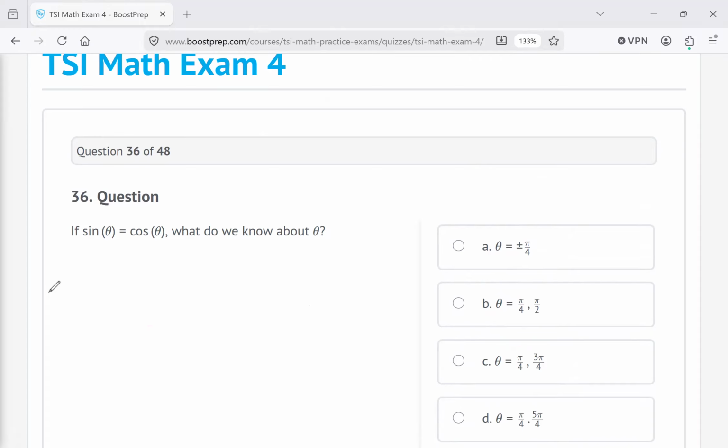Question 36. If sine theta equals cosine theta, what do we know about theta? I think we could test each one. So let's try the first one, theta is pi over 4. Yes, that's true, because the sine of pi over 4 is radical 2 over 2, and the cosine of pi over 4 is radical 2 over 2. They're the same. But when you do negative pi over 4, that's off.